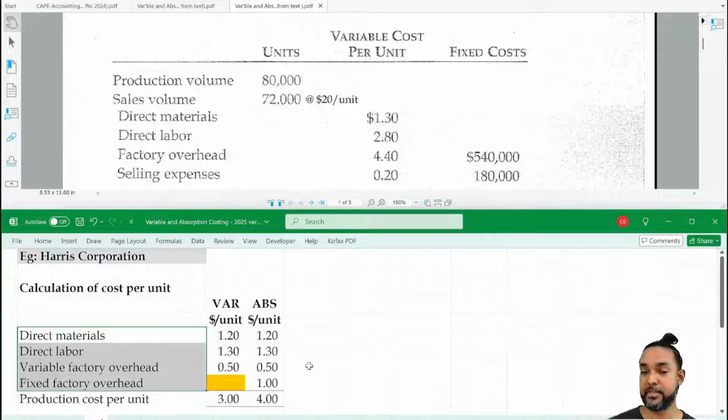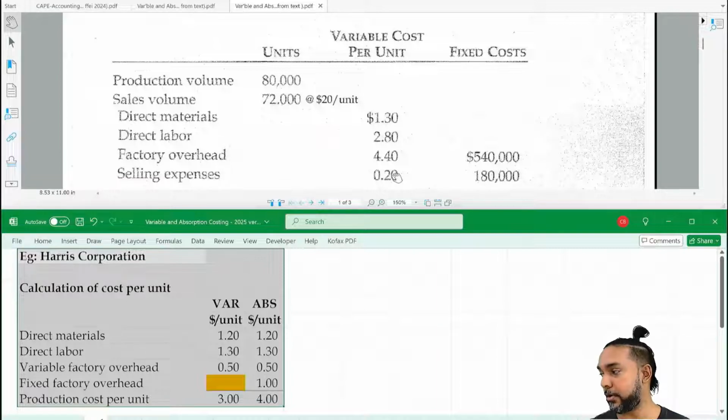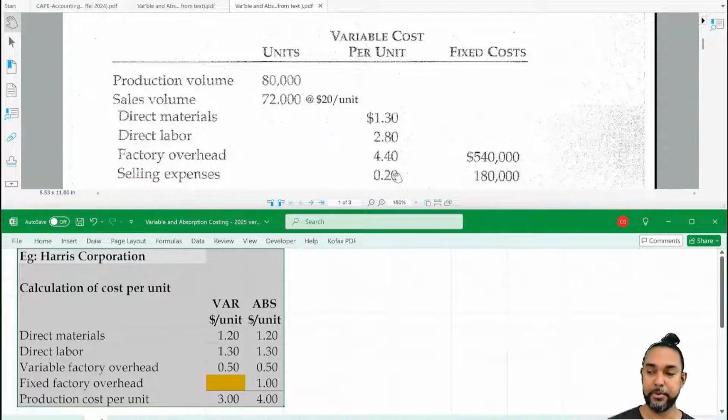Of course, feel free to send me pics of your work as you go along, just to make sure you're going right. So basically, it's like a carbon copy of this. For the variable costing, they give you exactly what you need. You're ignoring the selling expenses because that is not part of the production cost per unit. That's a period cost and it's not attached to units of output for the purpose of inventorying.